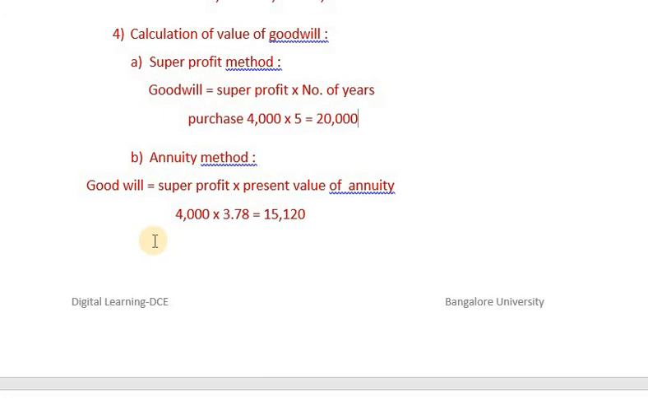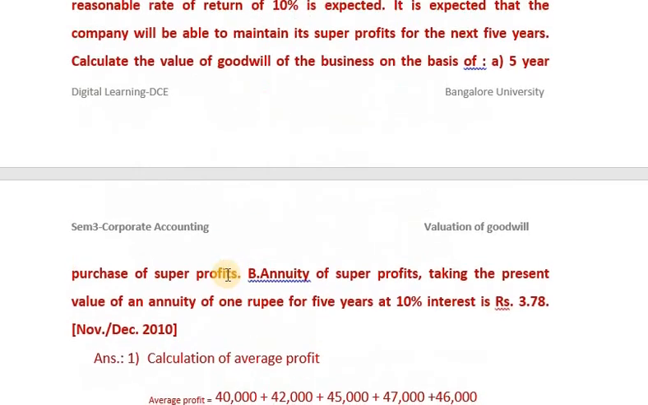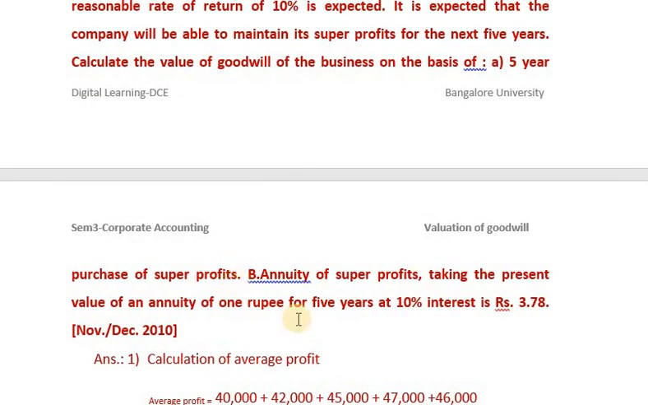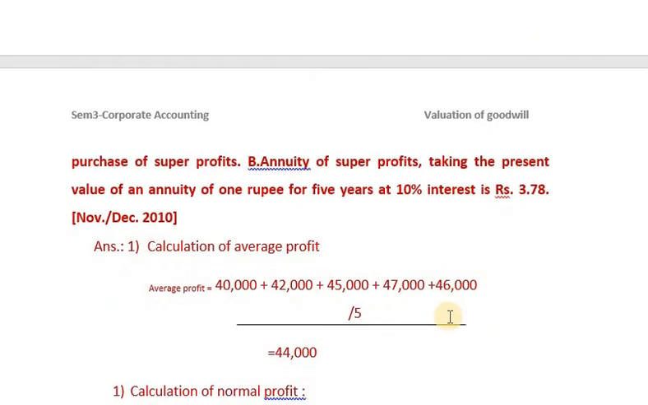Under the annuity method, how to calculate goodwill? Goodwill is equal to super profit into present value of annuity. What is our super profit? 4,000. Present value of annuity: annuity of super profits, taking the present value of an annuity of 1 rupee for 5 years at 10% interest is rupees 3.78.